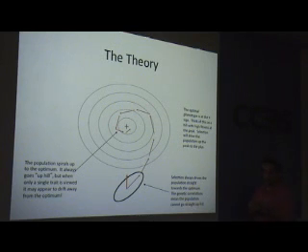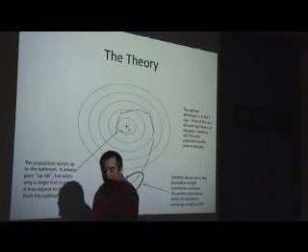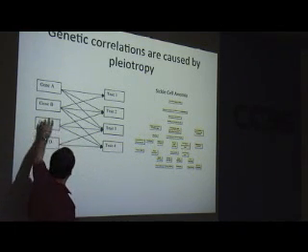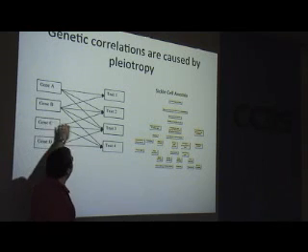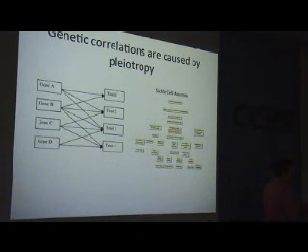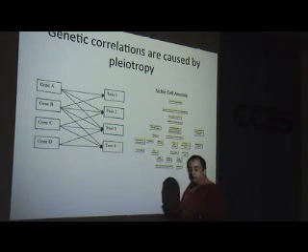And that's really called pleiotropy. Basically, pleiotropy is when one gene affects multiple traits. So, for example, gene C affects traits 2, 3, and 4 in this example. And so you have one gene affecting multiple traits. That's really what causes genetic interactions.